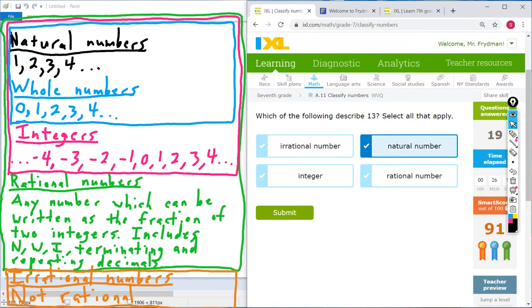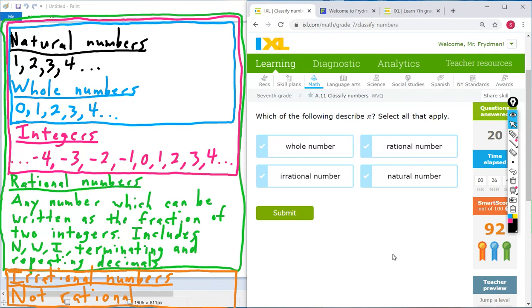13 is a natural number. 1, 2, 3, 4, 5. If we continue counting, eventually we'll get to 13. It is also an integer. Remember, if something is a natural number, then it's also an integer, because the integers include all those natural numbers there also. It is rational. It is not irrational. So we're going to click submit there.